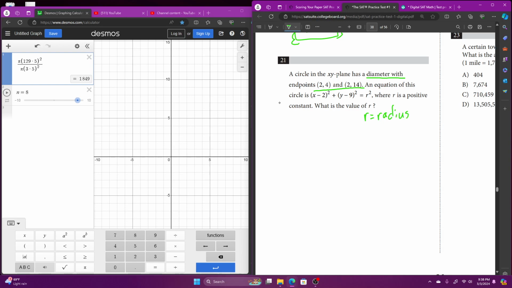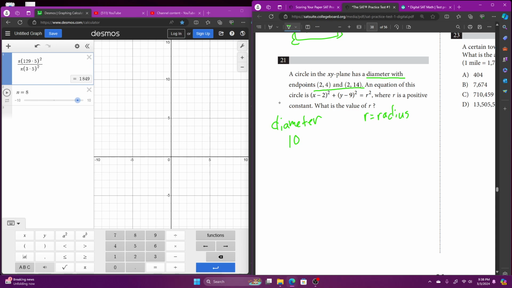And they gave you the endpoints of the diameter. So the x's are both at 2, and the y's go from 4 to 14. How much does that go up? It goes up 10. So the diameter of the circle is 10.